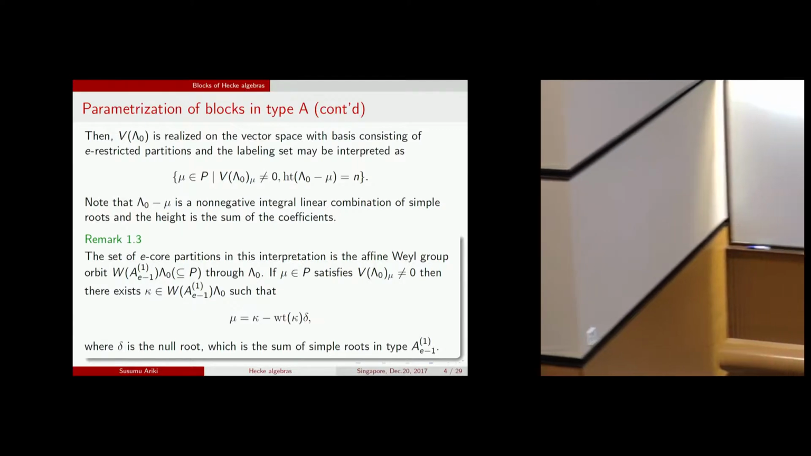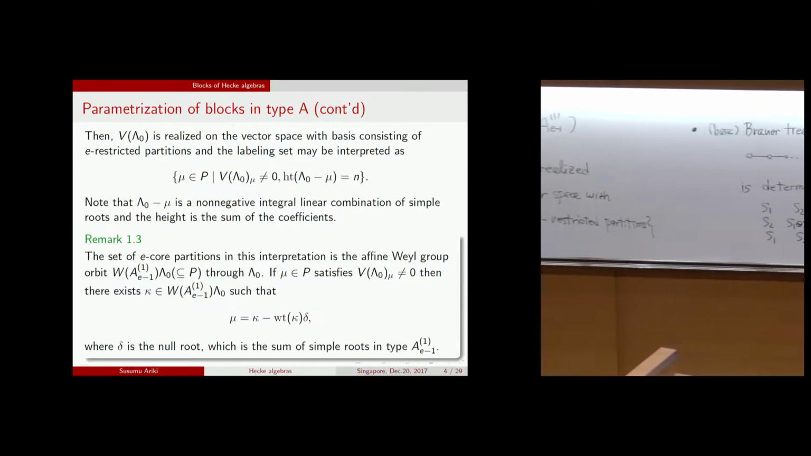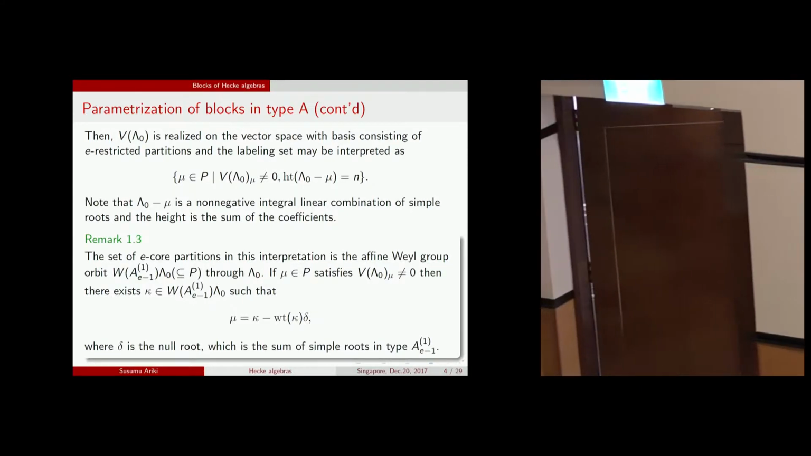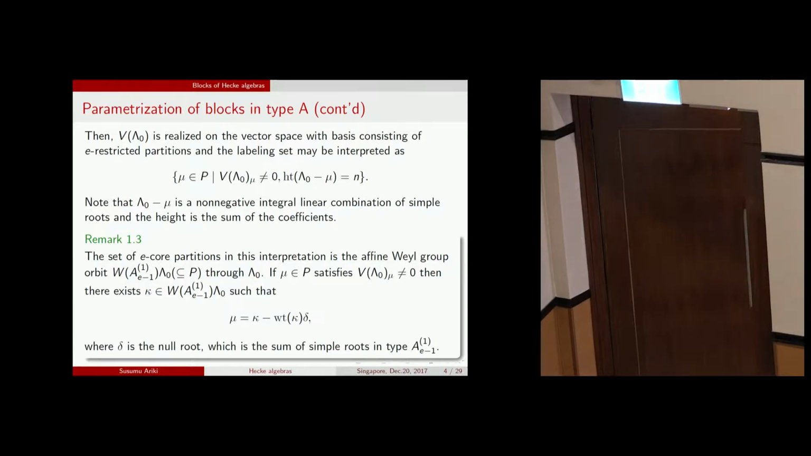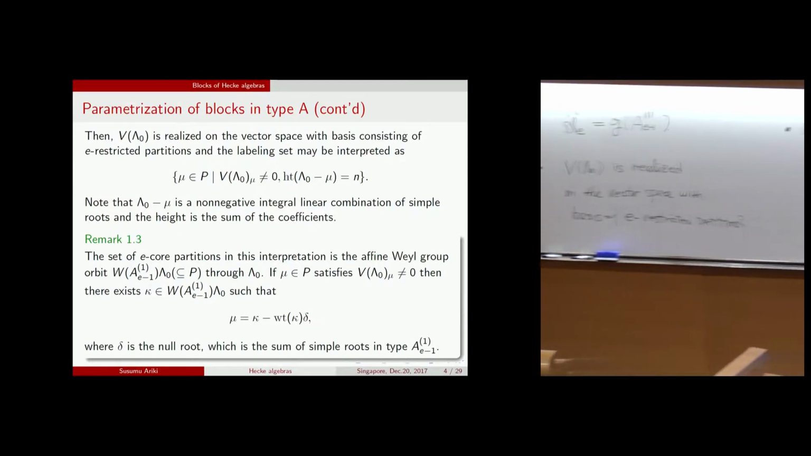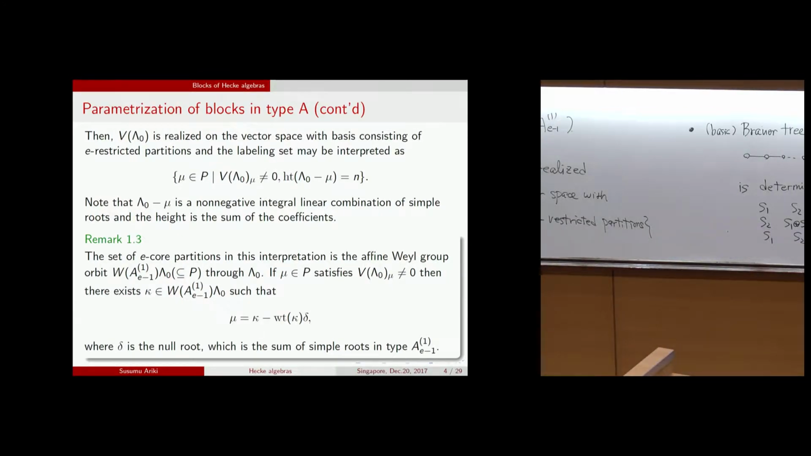So the weights which appear in V(lambda 0) such that the height of this difference is equal to n. Height is, by definition, the sum of coefficients of simple roots when we write this as a non-negative integer combination of simple roots. It already appeared in Khrushchev's talk. So we write mu as kappa minus weight of kappa times delta, where delta is the null root, and kappa is a weight in the orbit through the highest weight.